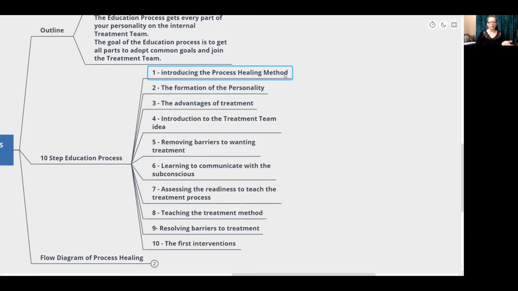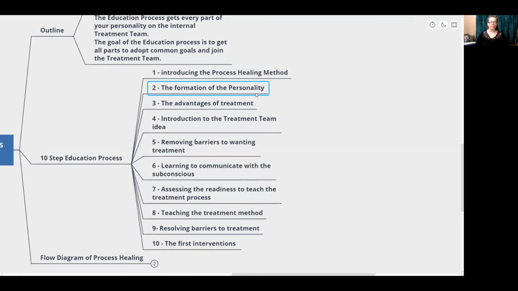First of all, you're introducing the process healing method. This section describes how to introduce the process healing method to the patient or to yourself. And again, he says, as you're reading the book, and I highly recommend getting the whole book, but start with the first three chapters. And we have that link for you where you can download the first 3 chapters. So, introducing the process healing method and describing how it works.